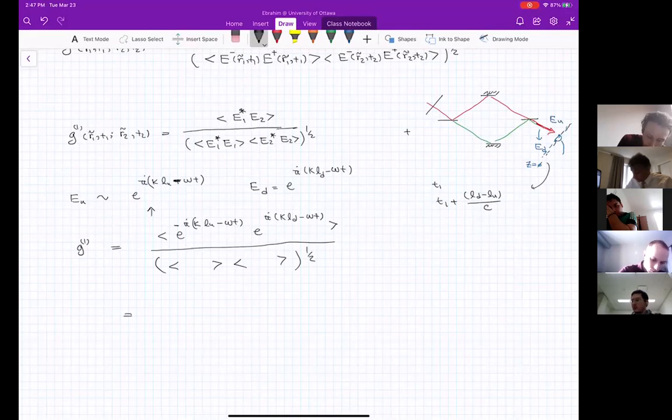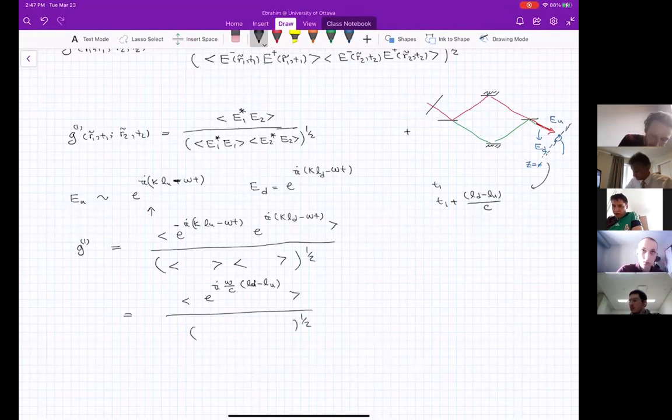All right, so e power of minus i omega t and e power of i omega t, which have the same frequency, will cancel out each other. Then what you will deal with is e power of i k, which is omega divided by c, times LU minus, LD minus LU, divided by the denominator to the power of 1/2.